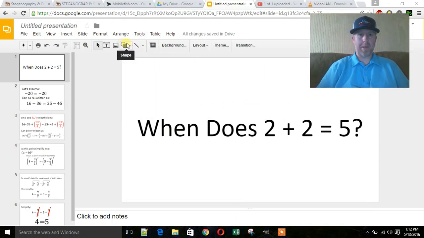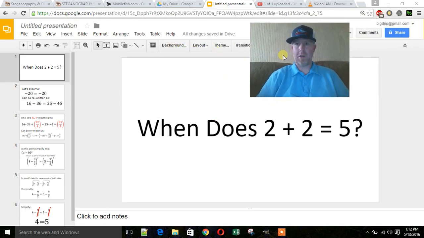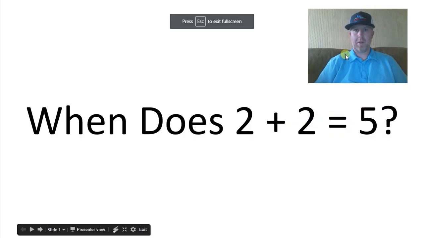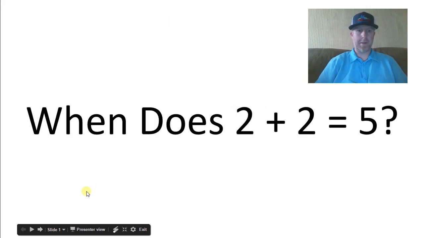do a little presentation and show you guys and prove that 2 plus 2 doesn't equal what we think it does. And maybe that's why we don't like math. So here's the question: when does 2 plus 2 equal 5?